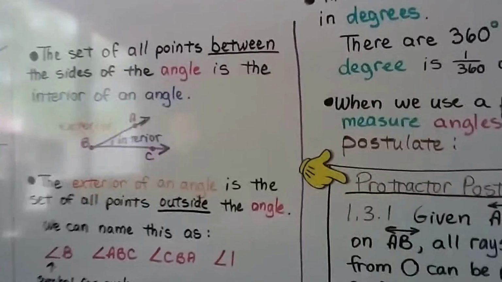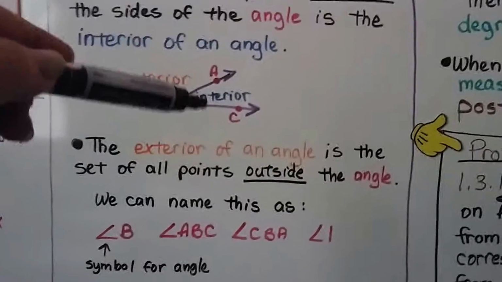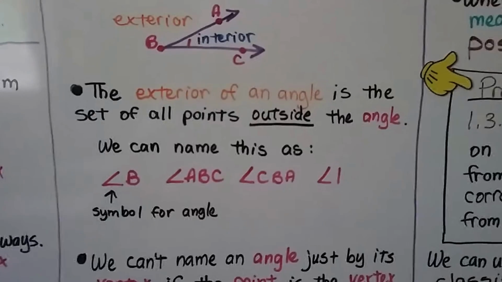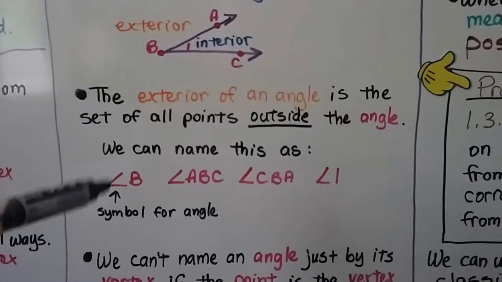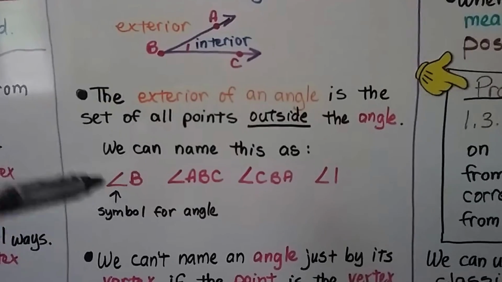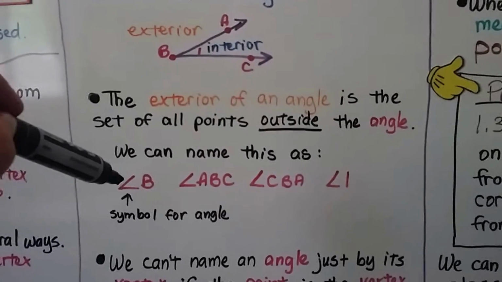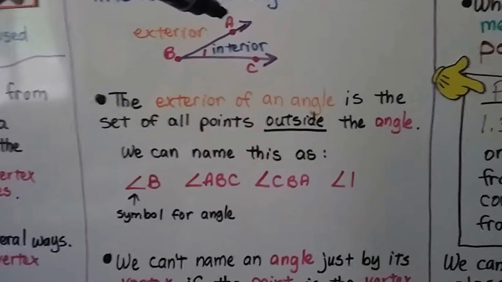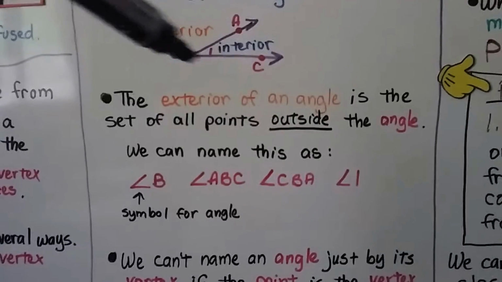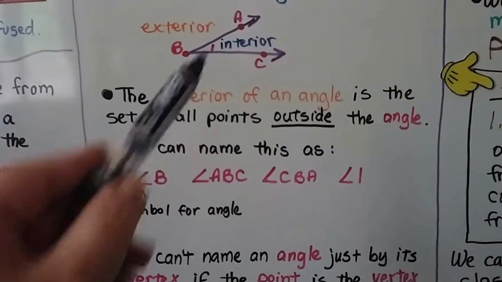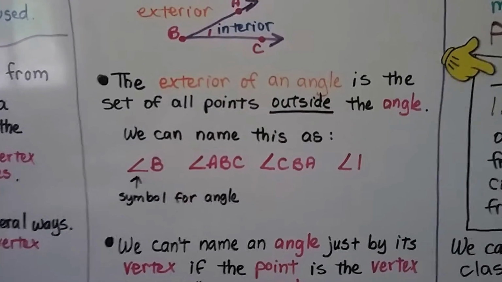Okay? So we can name this angle right here. We can name it as B, because that's the vertex, and this is the symbol for angle. We'll talk about this more in a couple seconds. We can also label it ABC. We can also label it the other way, CBA, and there's a little 1 in the center, so we can say this is angle 1.